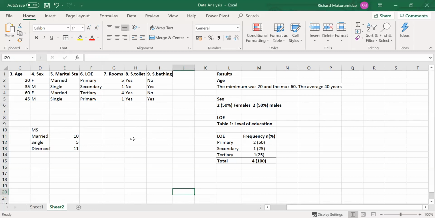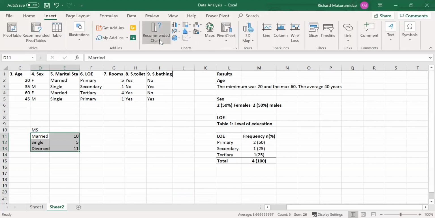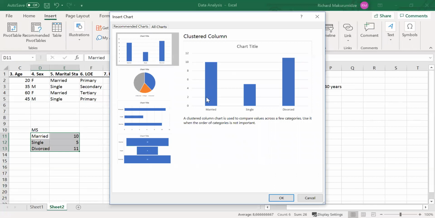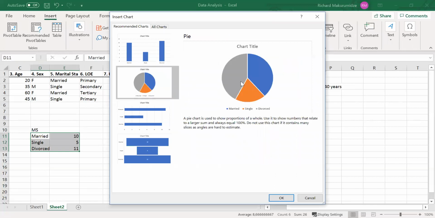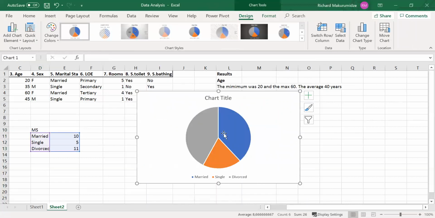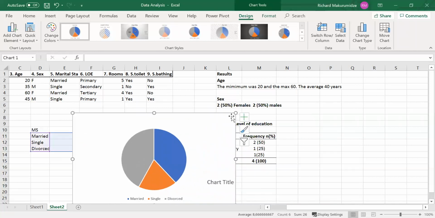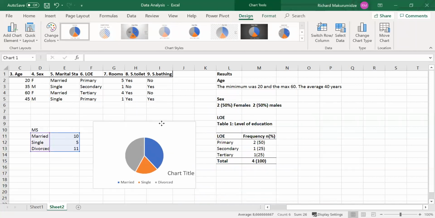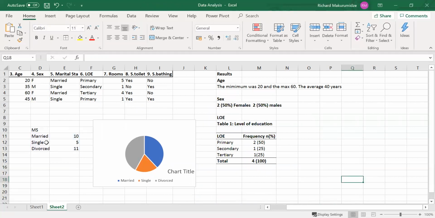And you can present these things as a graph or as a pie chart. For example, this one is an example of a pie chart, where you're presenting those who are married. It clearly shows married is this, single is this, divorced is this. That's another example.